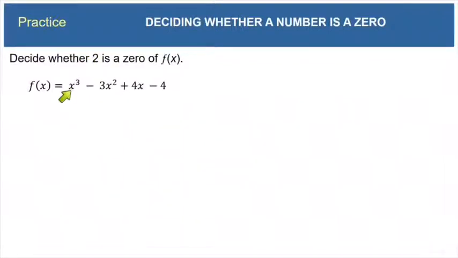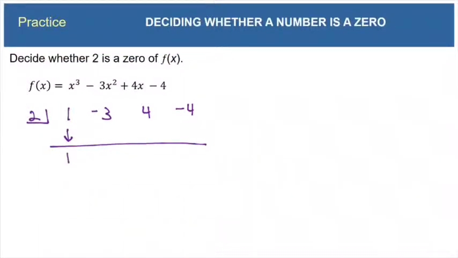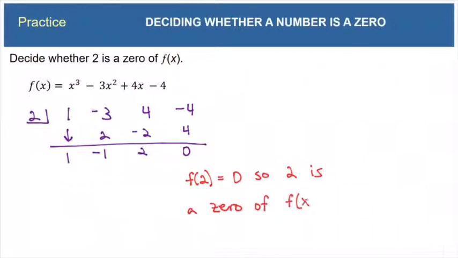So my coefficients are going to be 1, negative 3, positive 4, negative 4. So that's x to the third, x squared, x, and then constant. And then I'm trying to determine if 2 is a 0, so I put 2 in the box. All right, now I'll go through the synthetic division process. Pull down, multiply, add, multiply, add, multiply, add. And you can check your multiplying and adding with mine. And now the remainder that we got is 0. So that means that f of 2 equals 0, and that means that 2 is a 0 of f of x.